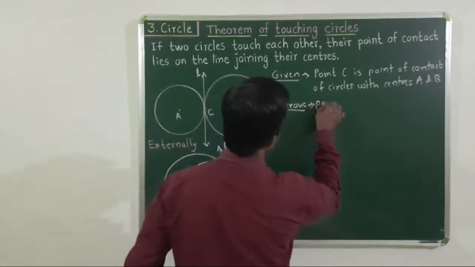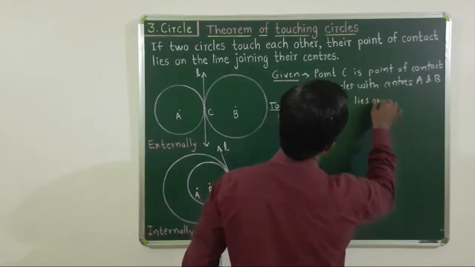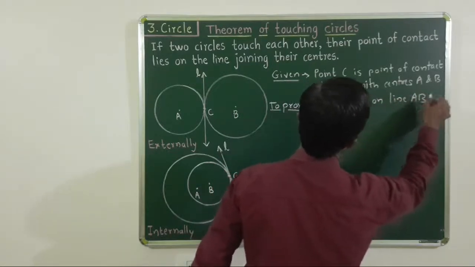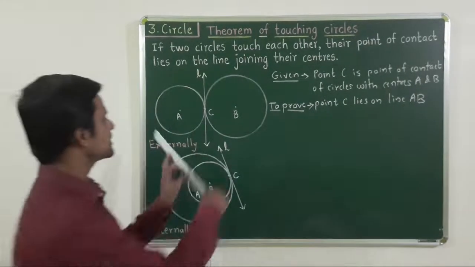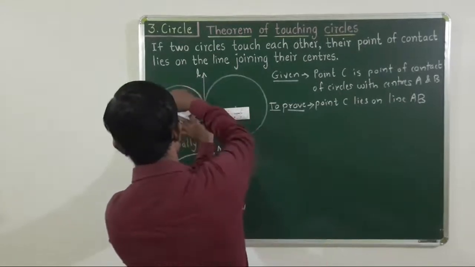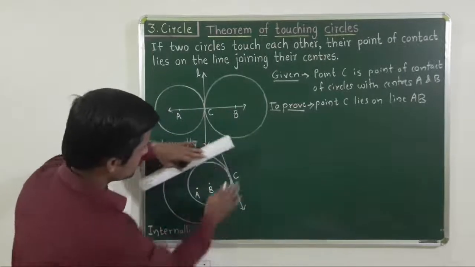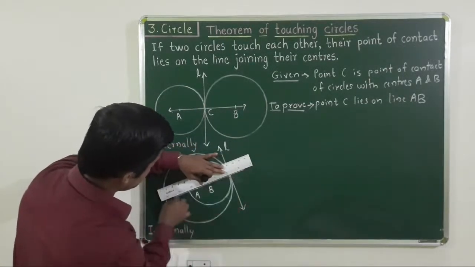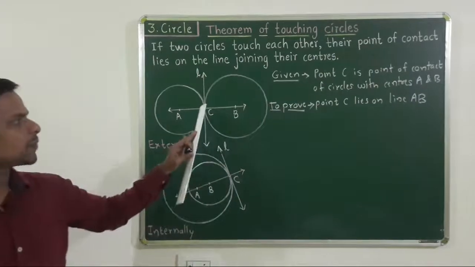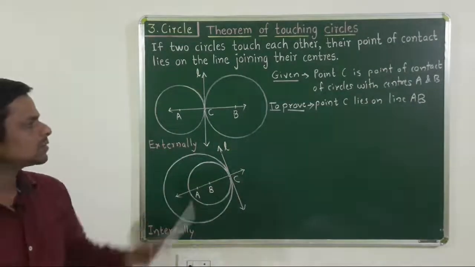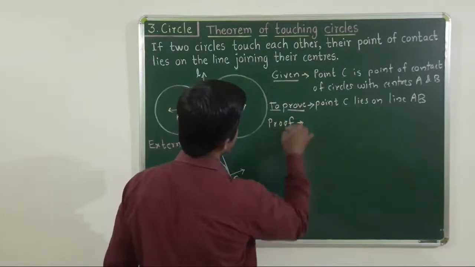Point C in both cases lies on line AB. Here also we have to prove point C lies on line AB. For that I'll join AB. It is obviously point C lies on line AB. You can see here point C lies on line AB. But we have to prove this. Now the proof is very short.